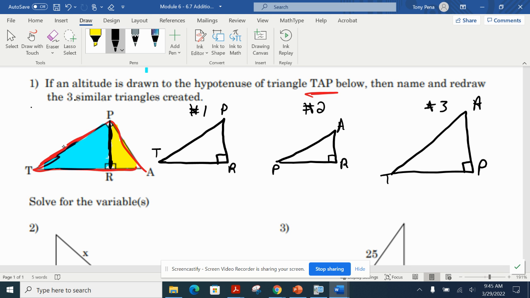What I want you to do also in this one is write a similarity statement for these. We'll do triangle number one, and I'm going to do it in this order: T, R, P. So angle T, angle R, angle P. That triangle is similar to triangle two. Since I went in this direction, T to R to P, triangle two should be P, R, A. And then both of those are similar to the third triangle. We'd have to write that as T, P, A.